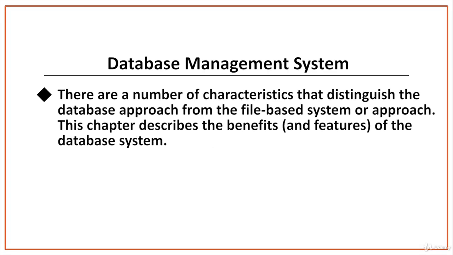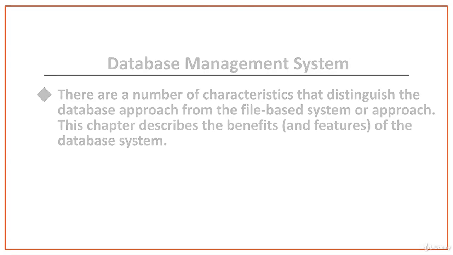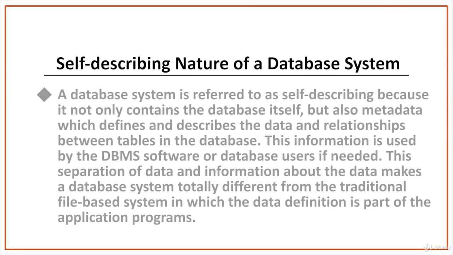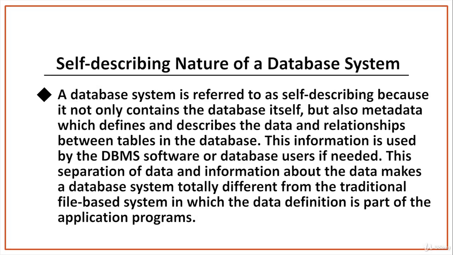There are a number of characteristics that distinguish the database approach from the file-based system or approach. This chapter describes the benefits and features of the database system. A database system is referred to as self-describing because it not only contains the database itself, but also metadata, which defines and describes the data and relationships between tables in the database. This information is used by the DBMS software or database users if needed.